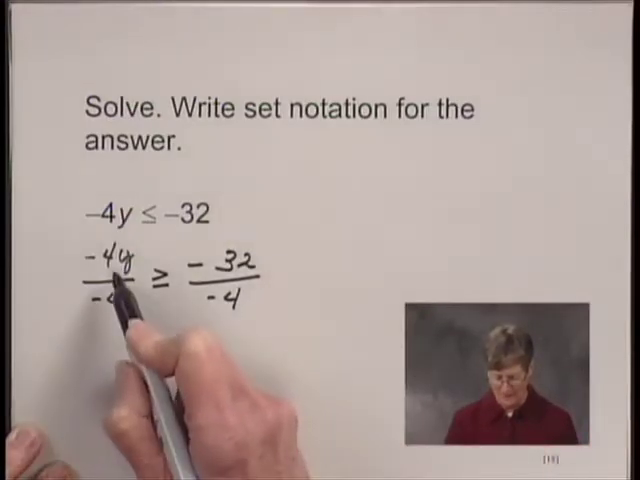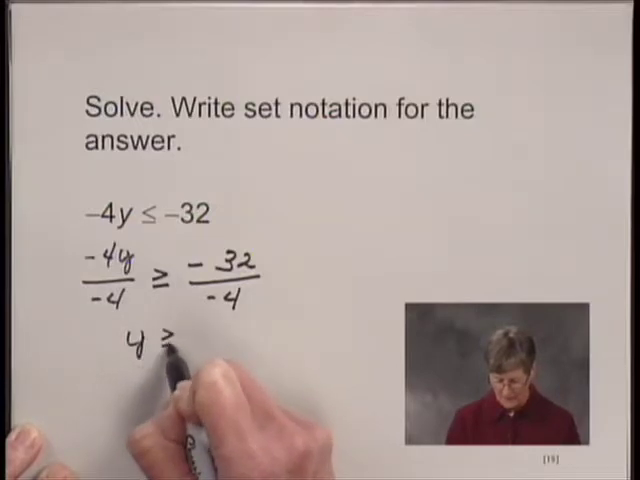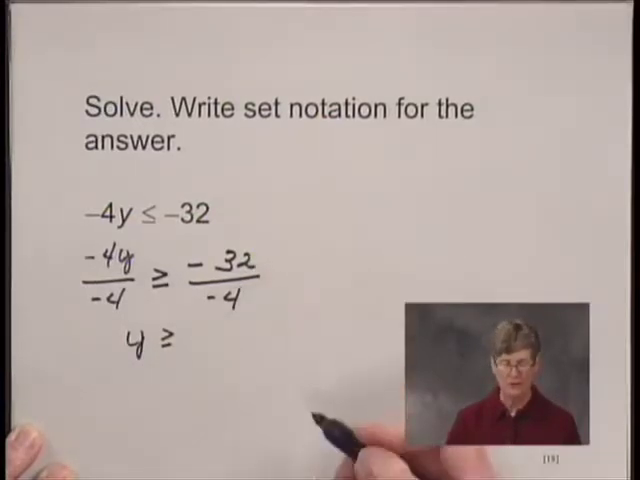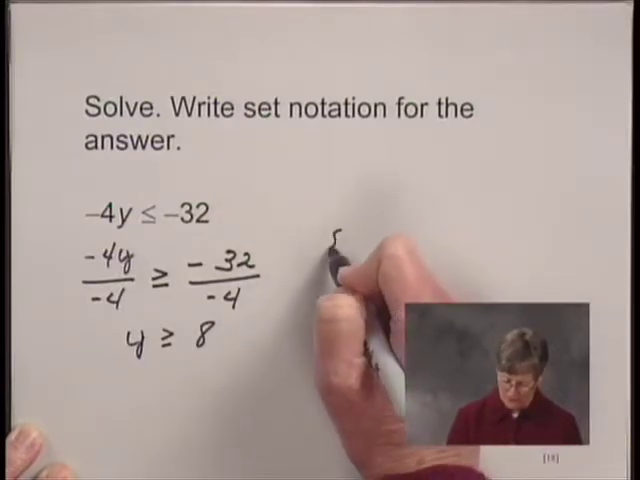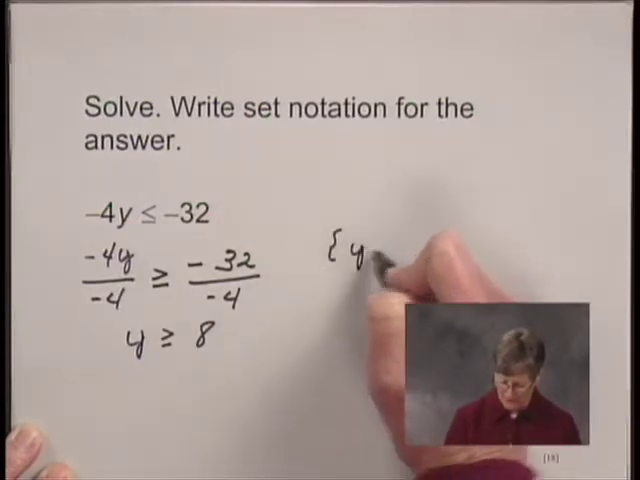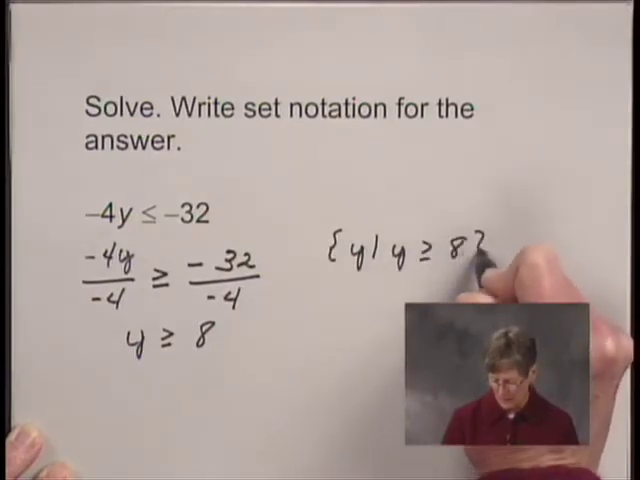Then on the left-hand side, negative 4y divided by negative 4 is just y. And on the right-hand side, negative 32 divided by negative 4 is equal to 8. So the solution set for this inequality can be written as the set of all y such that y is greater than or equal to 8.